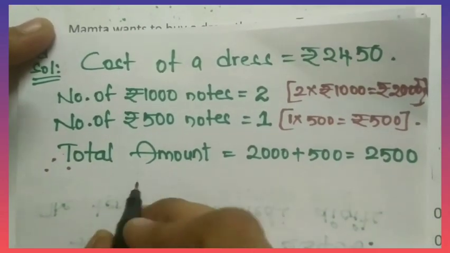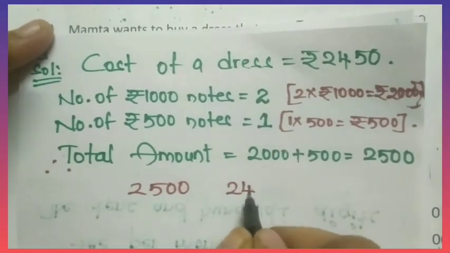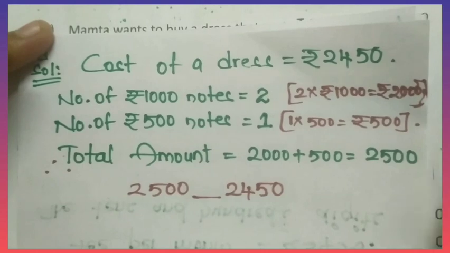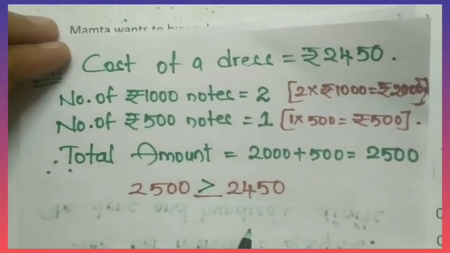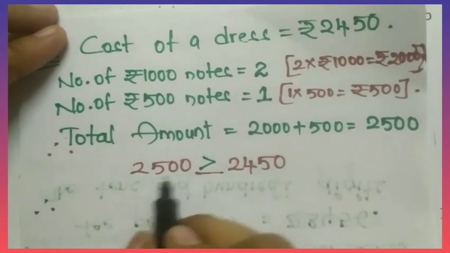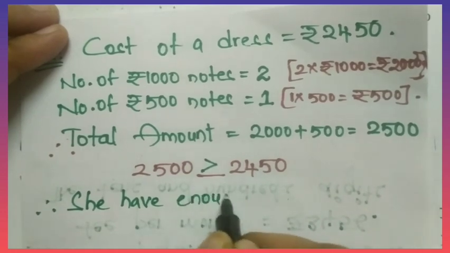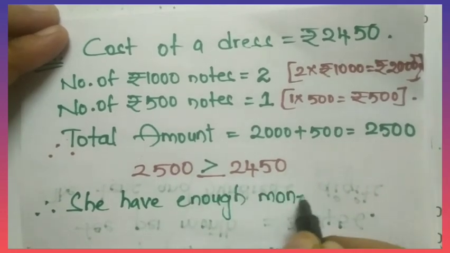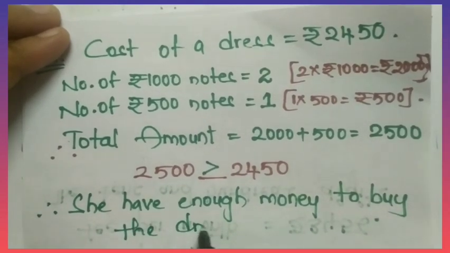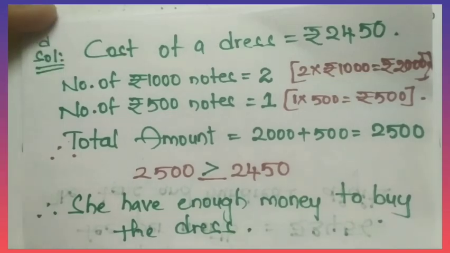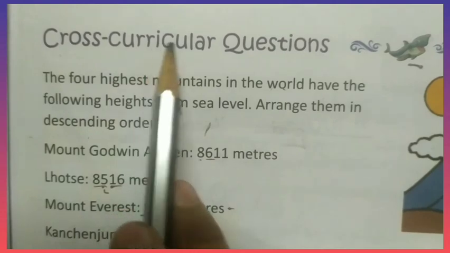Now look, how much money does she have? 2500. What is the cost of the dress? 2450. In these two, which one is bigger? Yes, 2500. So she has more money. Yes, she has enough money to buy the dress. This is D. Look at textbook page number 91, cross curricular questions.